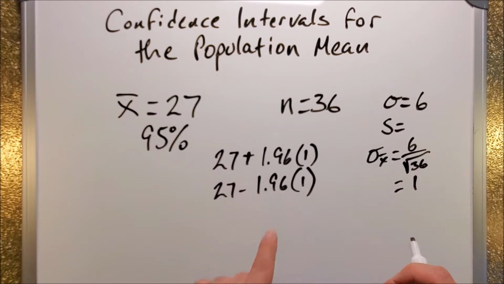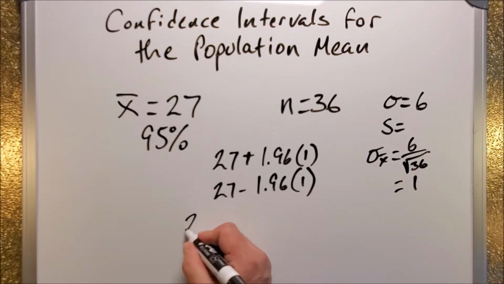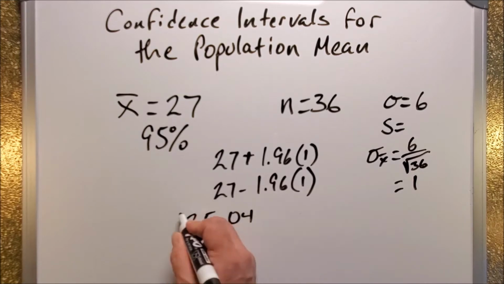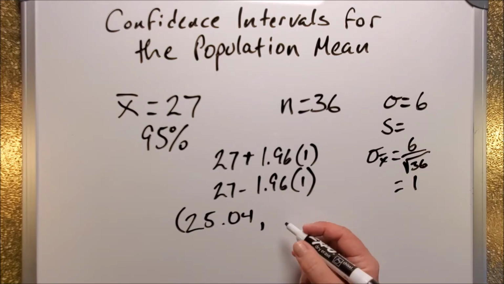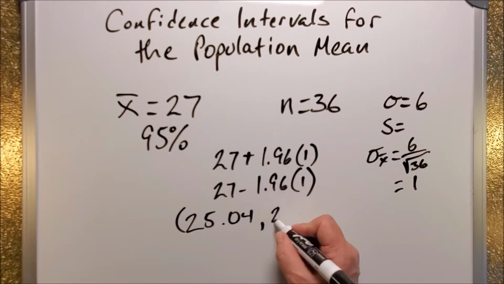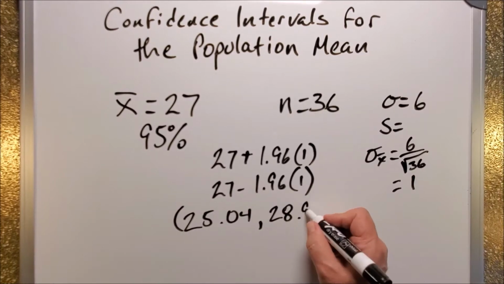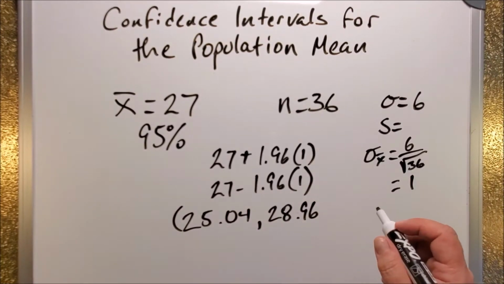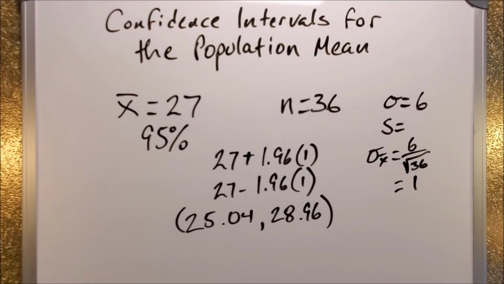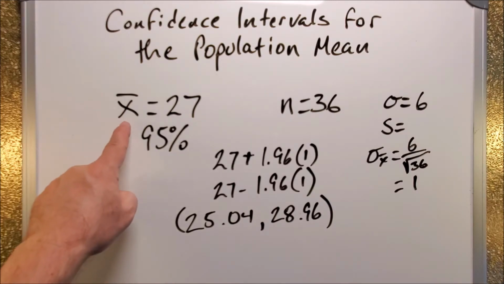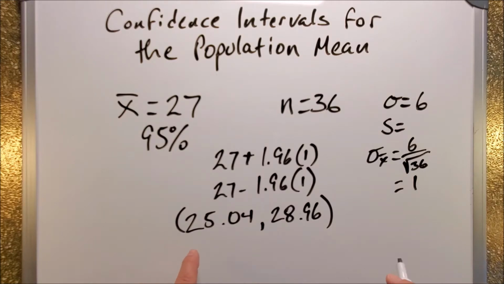So I do that, I generate two numbers, and I'm going to get, unless I'm totally nuts right now, sort of doing this on the fly as I roll video. I should have done this ahead of time. 25.04 on the left, 28.96 on the right. So our confidence interval statement would be, we are 95% confident that the true population mean, mu, would be between 25.04 and 28.96. That would be the answer that we're giving.